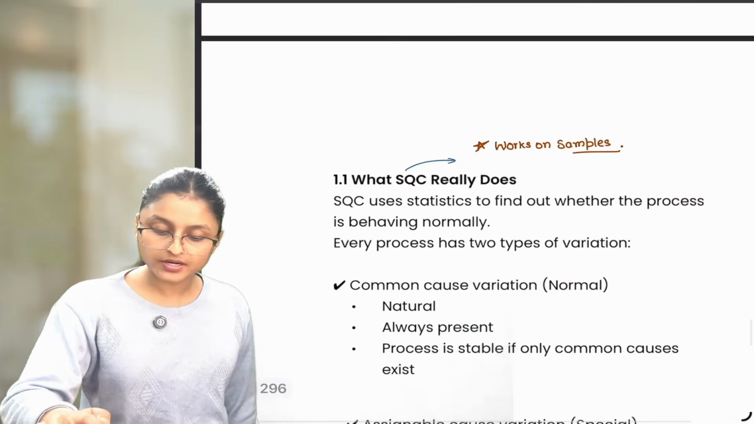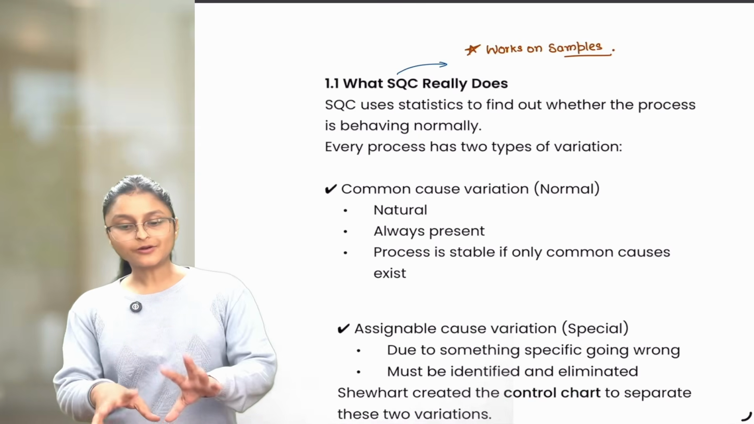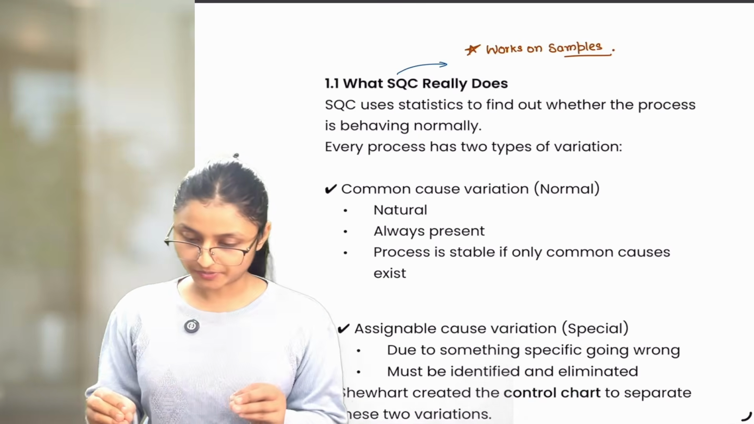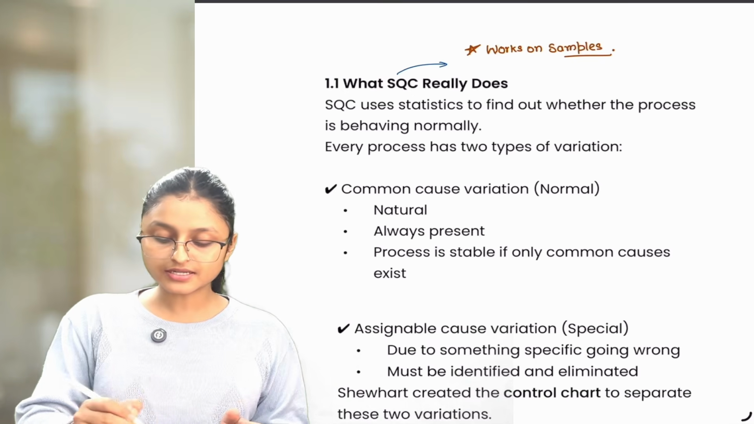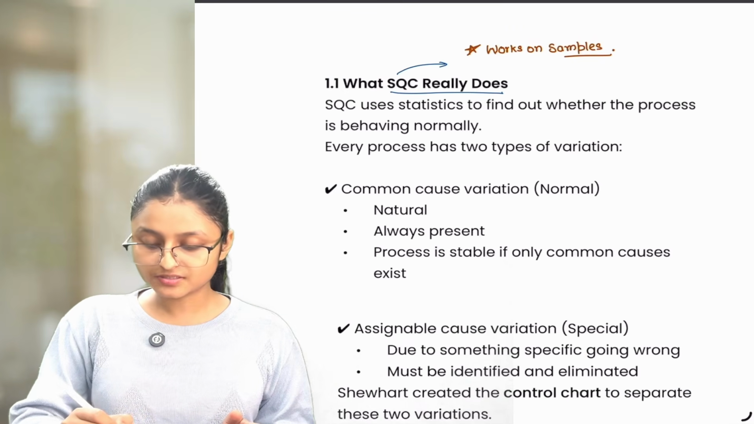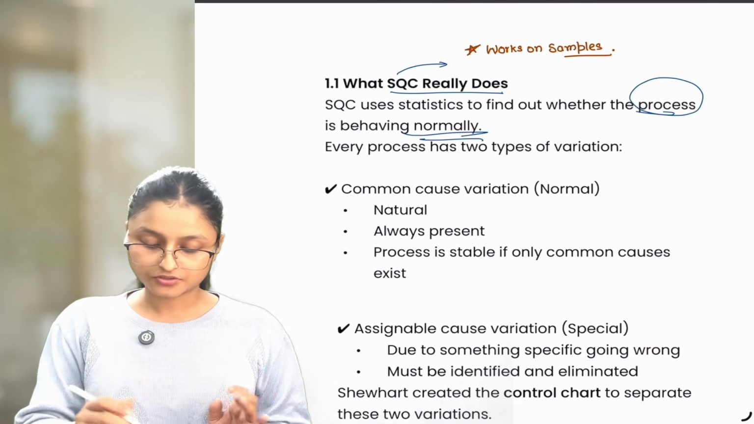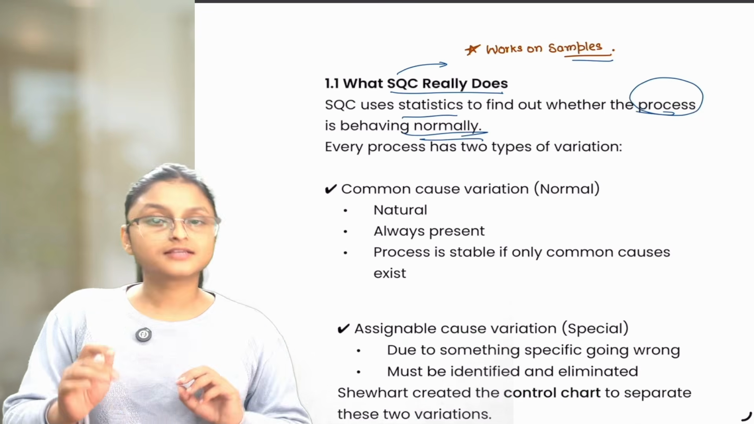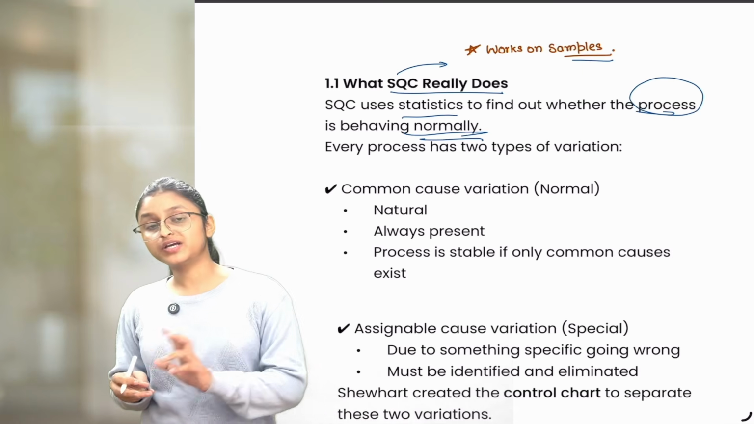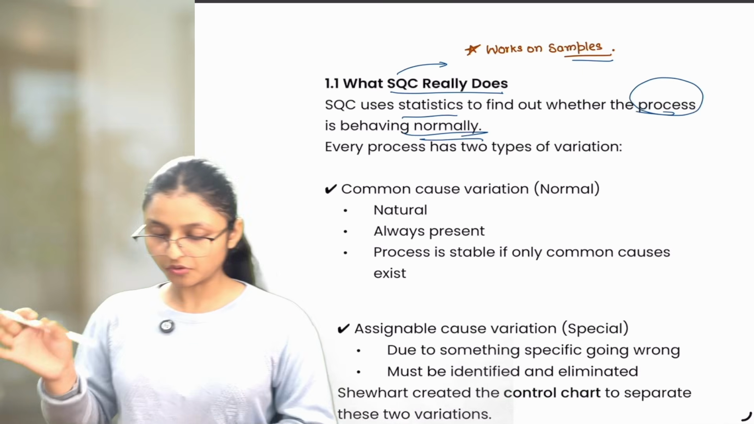Now let's move forward. What SQC really does. Now let's look at what our book says about it. So what does SQC really do? SQC uses statistics to find out whether the process is behaving normally or not. So we are using statistics, we are taking some samples, and on the basis of it, we are deciding whether our whole process is working normally or not.